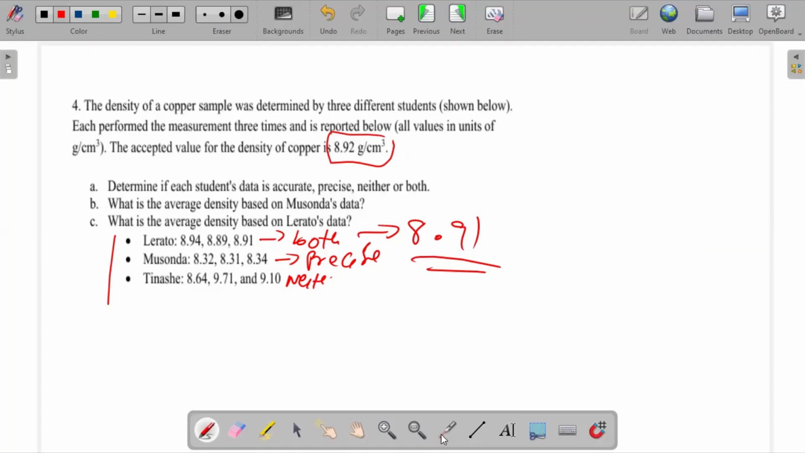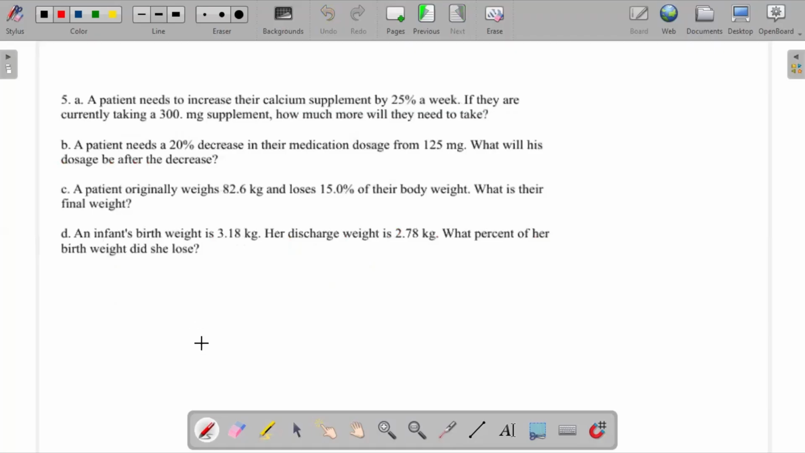Okay. So let's finish up the tutorial sheet with the last question, question number 5. The first part, A: say a patient needs to increase their calcium supplement by 25% a week. We need calcium in the body. Calcium is important for muscle contraction. So we want to increase the calcium supplement by 25%.